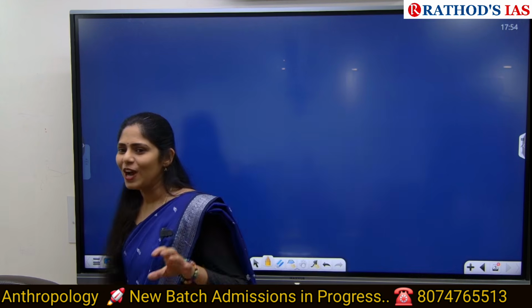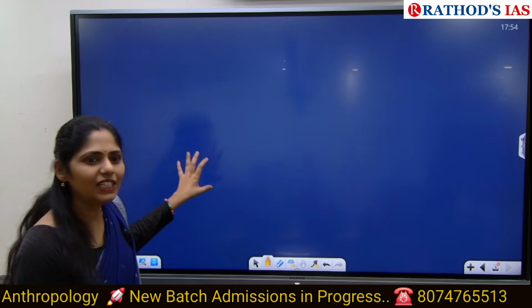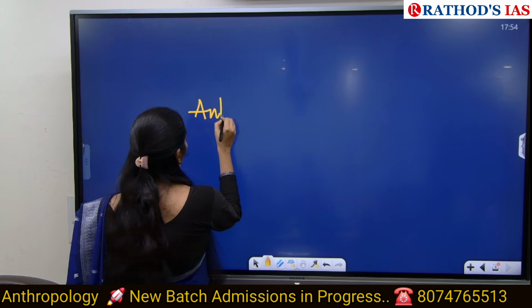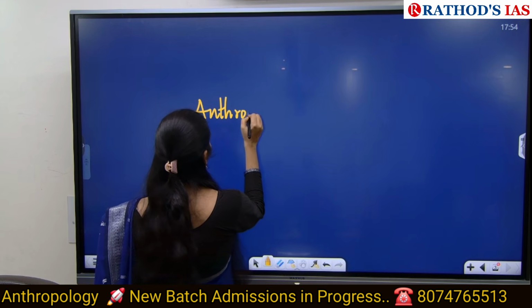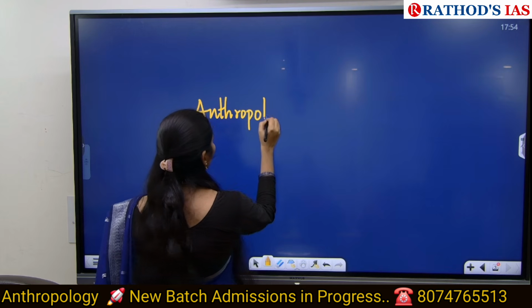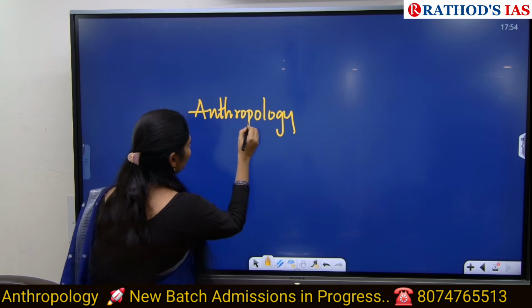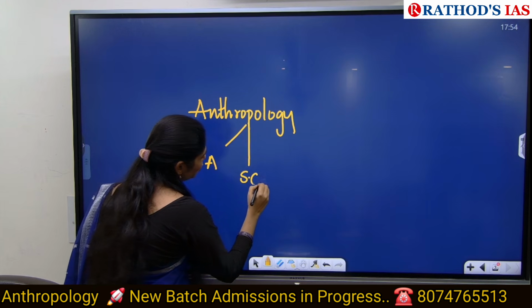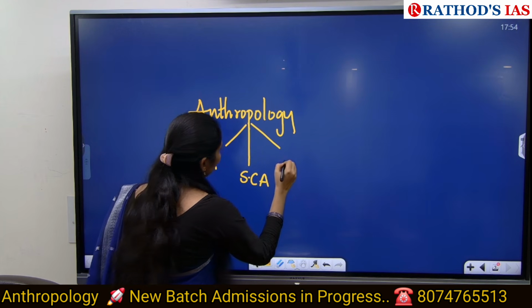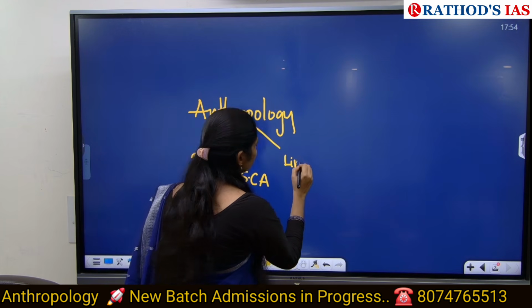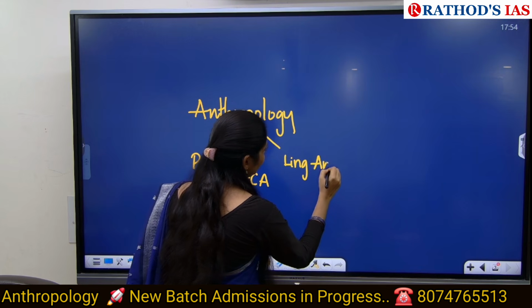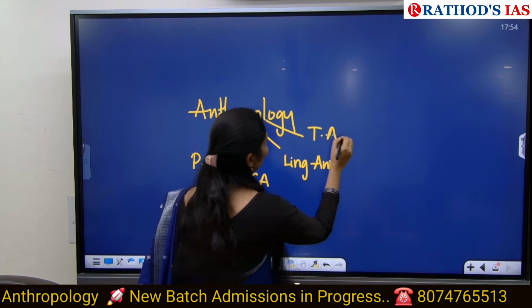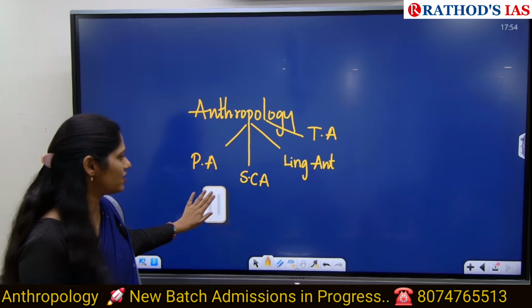Okay. So to answer this question, I'll tell you one thing. Anthropology has 4 branches. First one is physical anthropology. Second one is socio-cultural anthropology. Next one is linguistic anthropology. And next one is tribal anthropology. You have only these 4 parts in your syllabus.